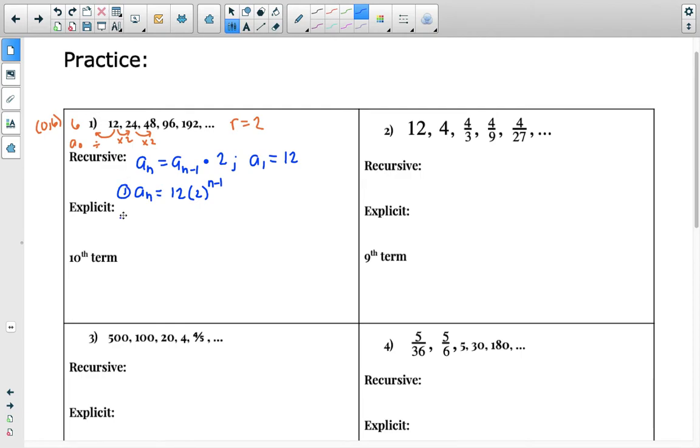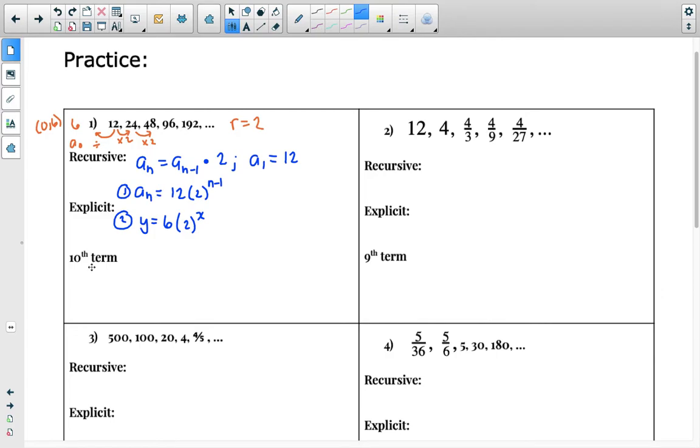But you can also have your exponential equation, which is y equals. Now, for y equals, we need our y-intercept, which is why we needed our a sub 0. So we'd actually have 6 as our a value here, times our common ratio, which is still 2, raised to the x. So our second explicit form is using y and x.